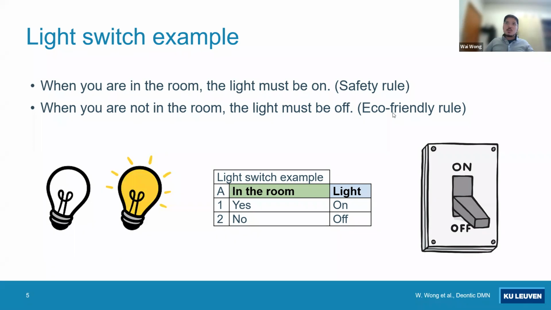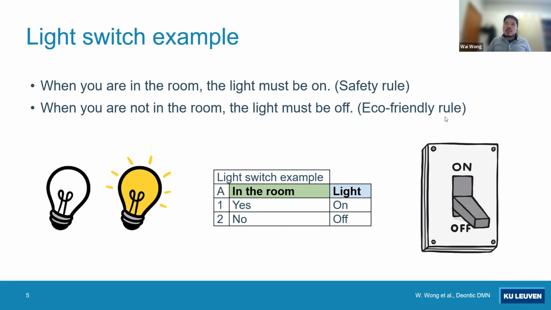And then we combine these two rules, then you think it's very easy to represent in DMN. You just say, having the input in the room, if it's yes, then the light will be on. If it's no, the light is off. Then you may think why we need to think about the deontic terms or whatsoever. This seems like it can perfectly represent what's happening here. But bear with me, this table is actually a representation of two rules together. One rule is a safety rule, another rule is the eco-friendly rule.